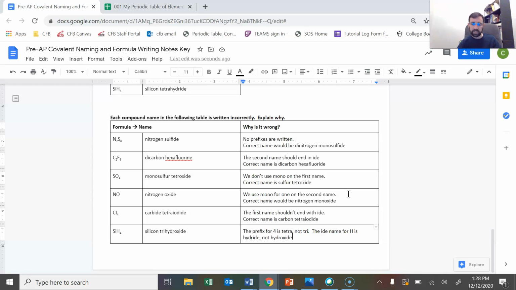Okay, if we use the word hydroxide, we're referring to OH minus. That's a polyatomic ion because it's got an X in the middle of it. There's no X in hydrogen, so that's not right. Okay, it should be hydride, not hydroxide. So what's the correct name? The correct name is silicon tetrahydride.